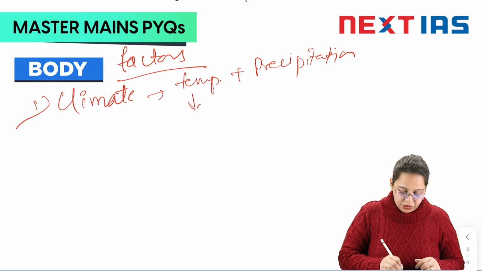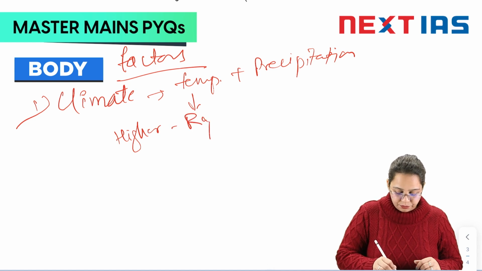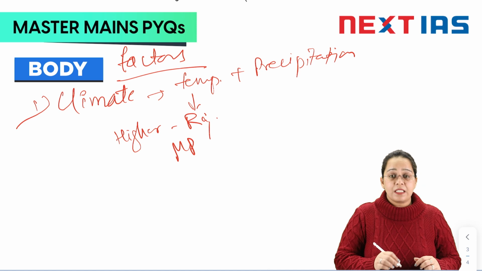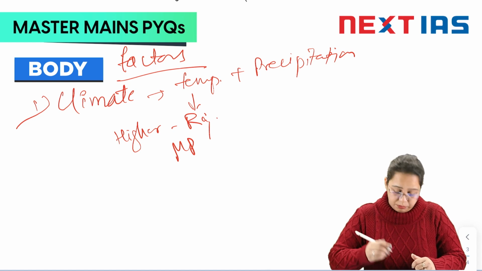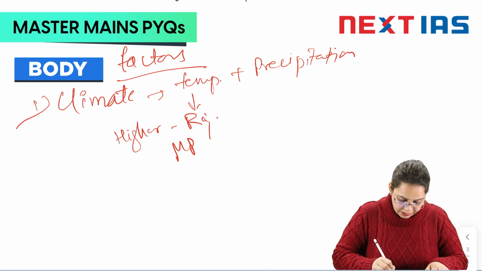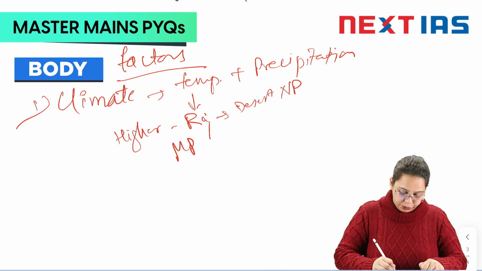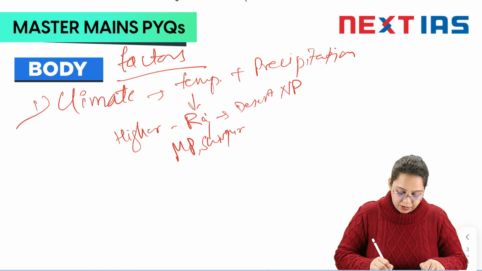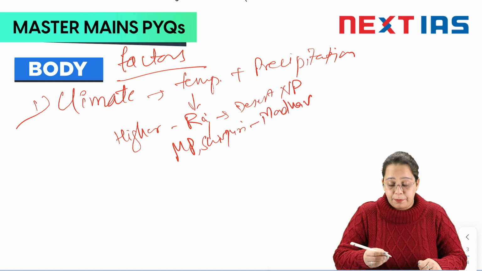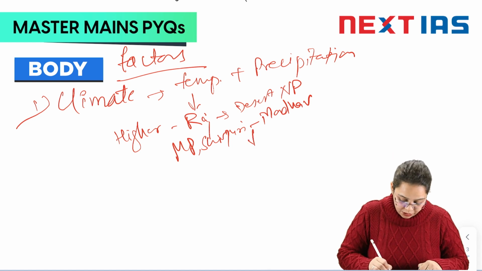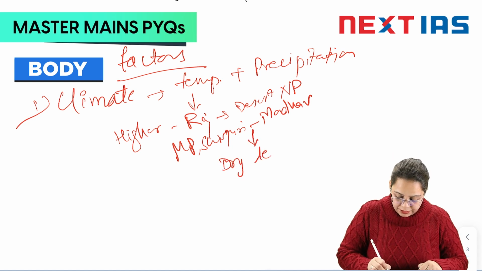If you see higher temperature areas like Rajasthan and MP, the vegetation is different. Here you can write the names of national parks also. In Rajasthan there is Desert National Park, and in MP you can write about Madhav National Park in Shivpuri. These national parks act as examples, and in this national park you can find dry deciduous areas.